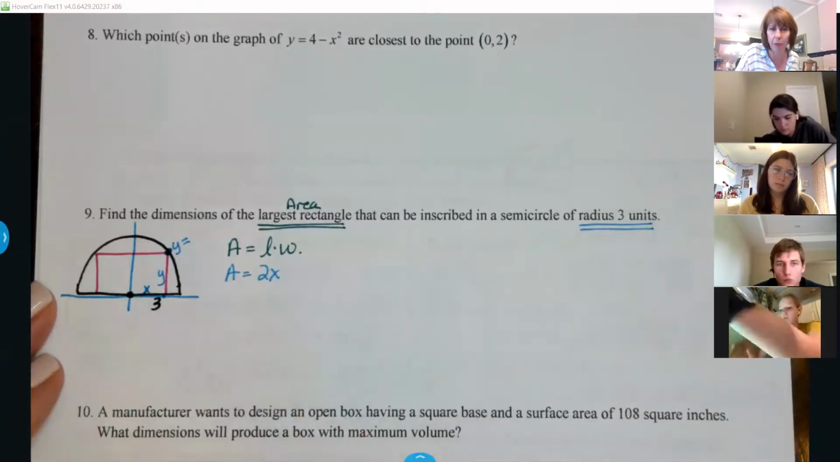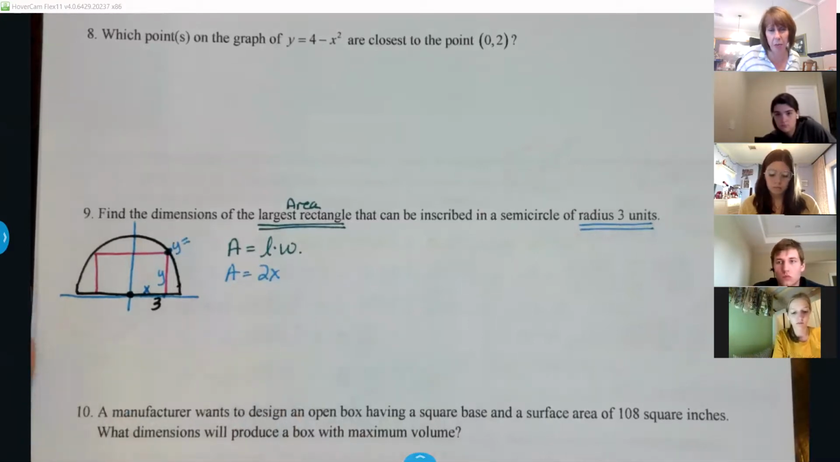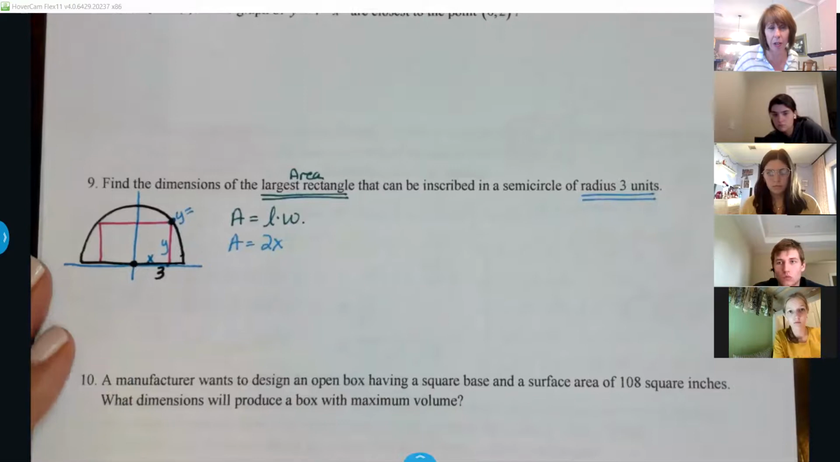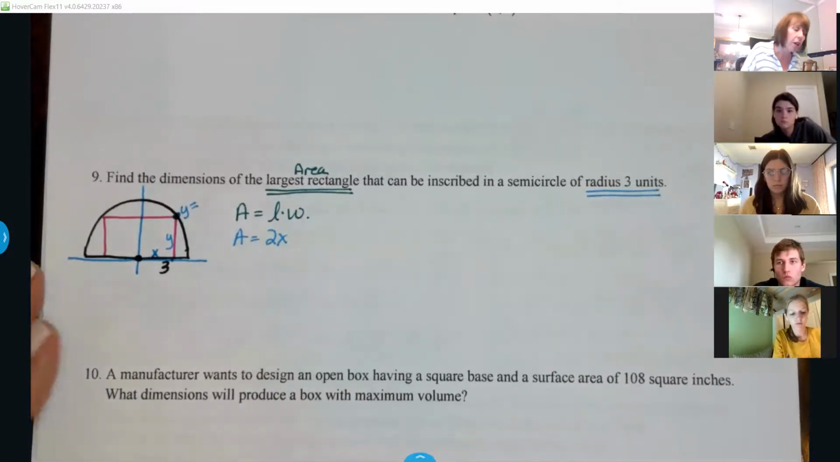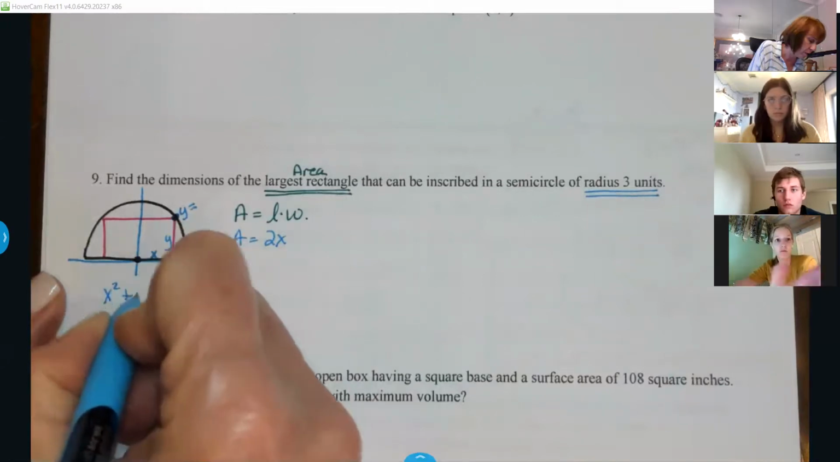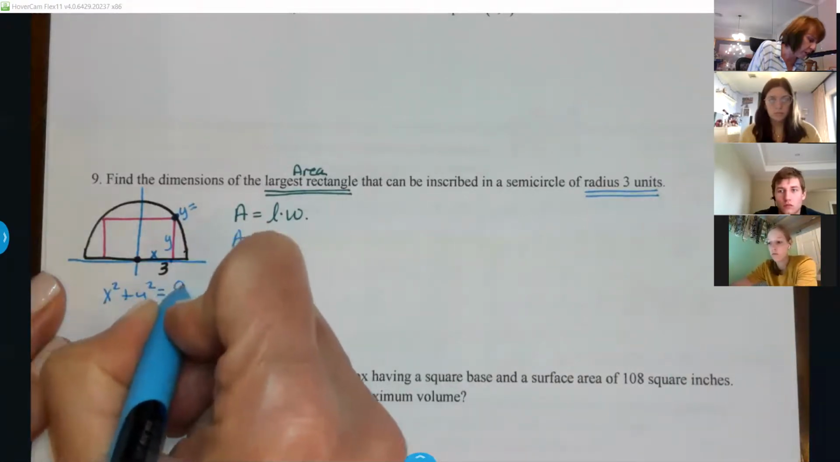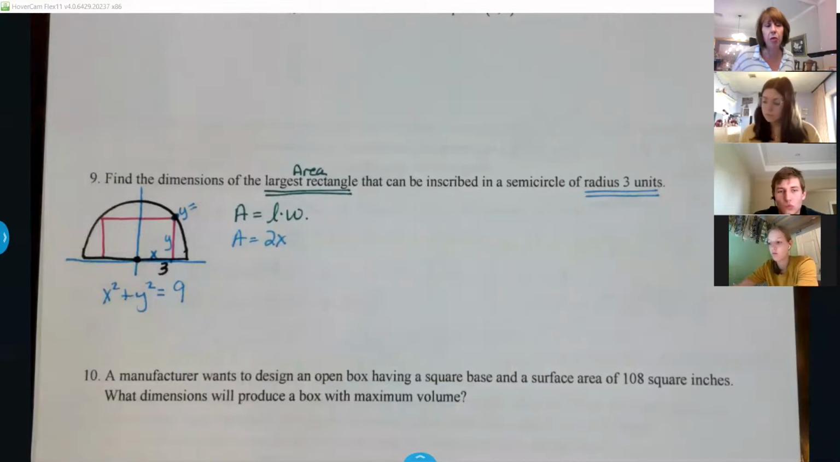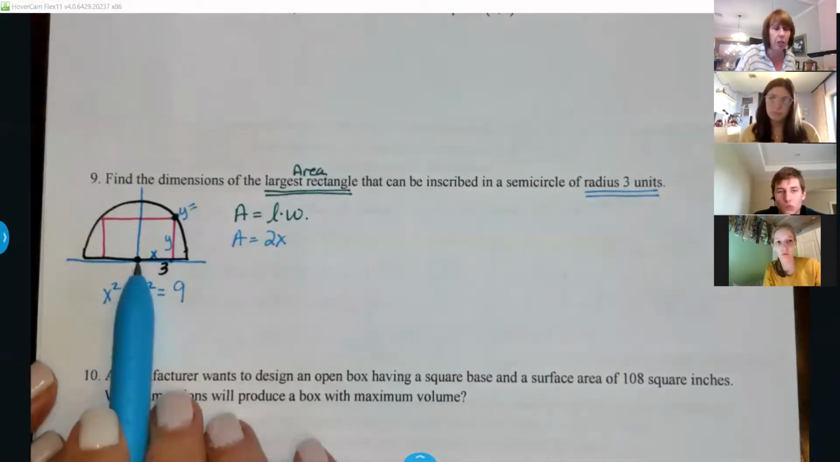Anybody remember? Back from, I know you did it in pre-cal, maybe in algebra 2, they used to, but I don't know if they do it anymore. A circle? X squared plus y squared equals radius squared, right? Very good. X squared plus y squared equals radius squared. And that's when we're centered at the origin.